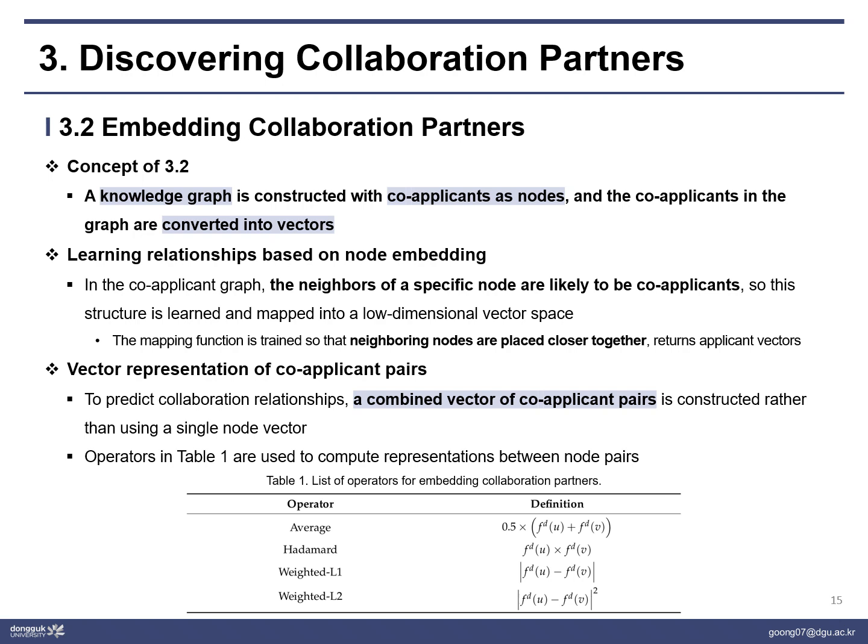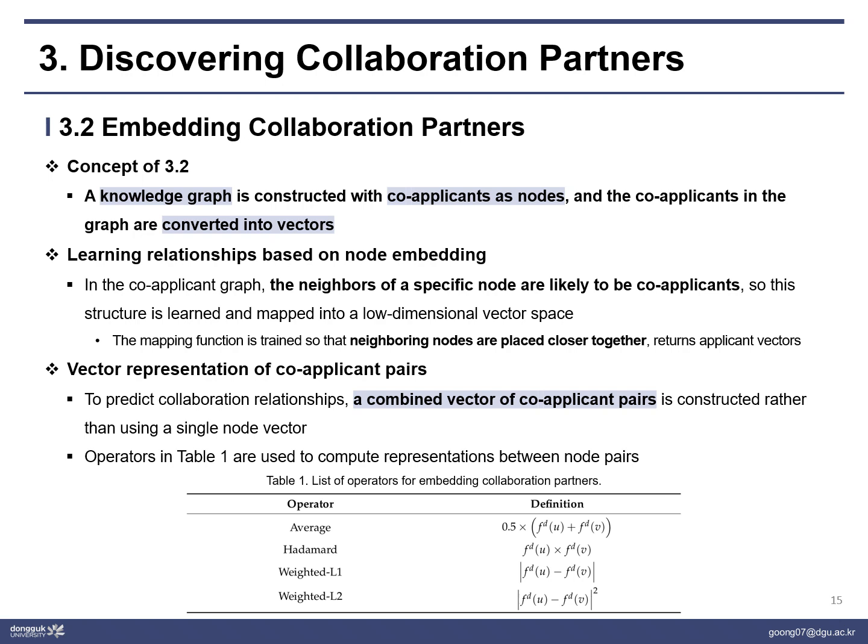In this step, a knowledge graph is built with co-applicants as nodes, and the co-applicant nodes are converted into vectors. In the co-applicant graph, the neighbors of a specific node are likely to be co-applicants. By learning this structure, collaboration relationships are mapped into the vector space. At this time, the model is trained so that the distance between neighboring nodes becomes closer, and it returns applicant vectors. To predict collaboration relationships, a combined vector made up of a pair of co-applicants is needed, not a single node vector.